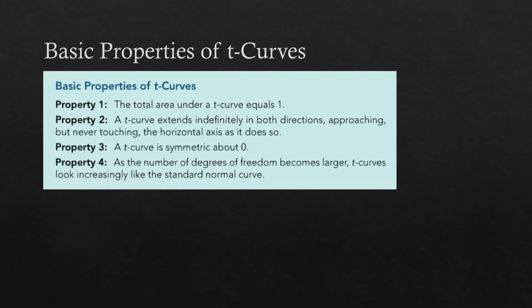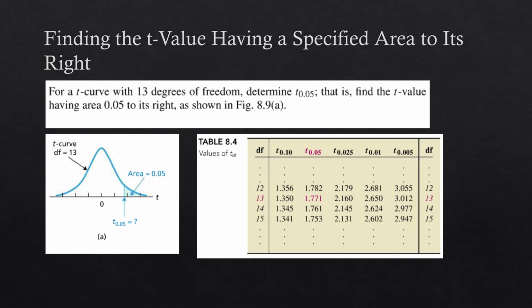That sounds like a z-curve. A t-curve is symmetric about 0. That sounds like a z-curve. As the number of degrees of freedom becomes larger, the t-curves look increasingly like the standard normal curve. So the larger the degree of freedom, the more it's going to look like your standard normal curve, okay? But most of the properties sound very similar to your z-curve properties.